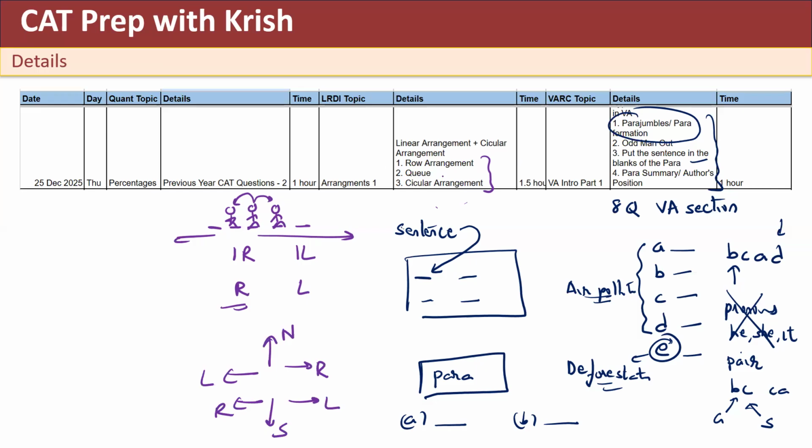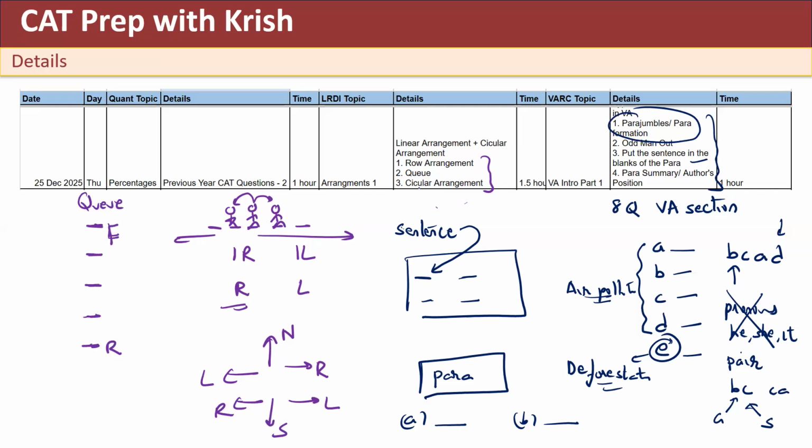And then in queue arrangement, the people are standing behind each other. So in row arrangement, they stand beside each other. In queue arrangement, they stand behind each other. So there will be a front and there will be a rear.